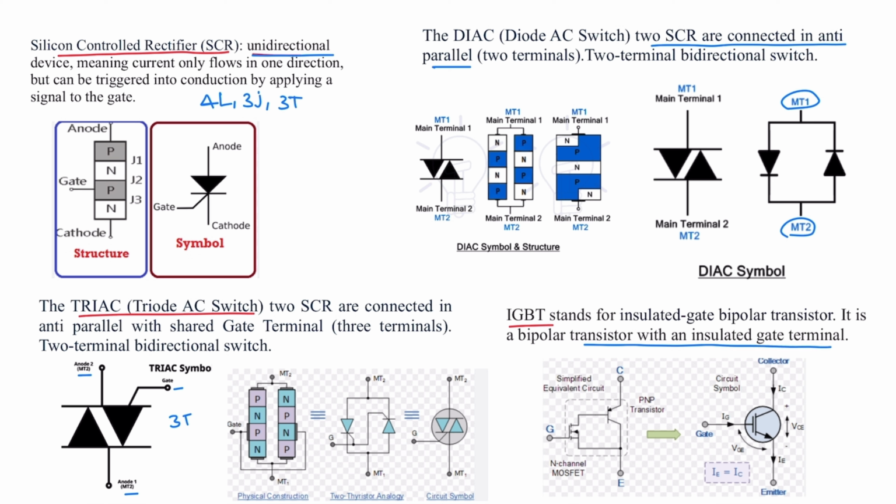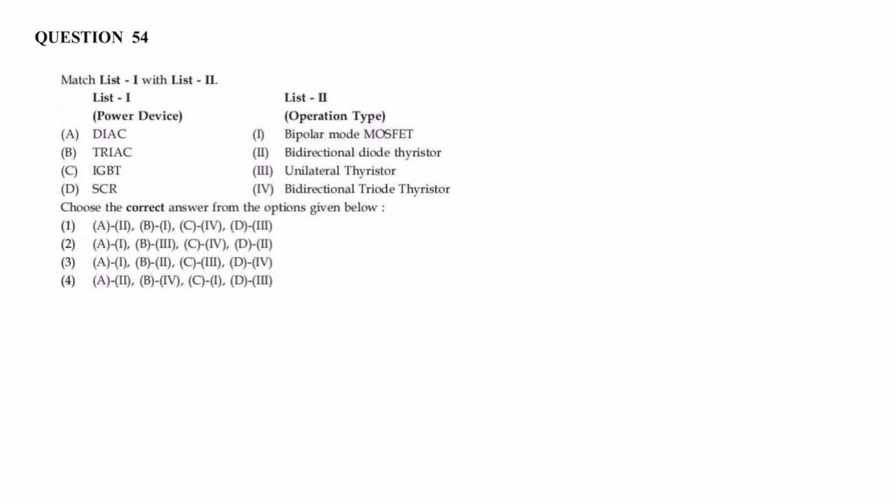The circuit symbol for IGBT is shown here. No, the question is about the diode. So option A, diode AC switch, DIAC, is a bidirectional diode thyristor. Silicon controlled rectifier, SCR, is a unidirectional thyristor.